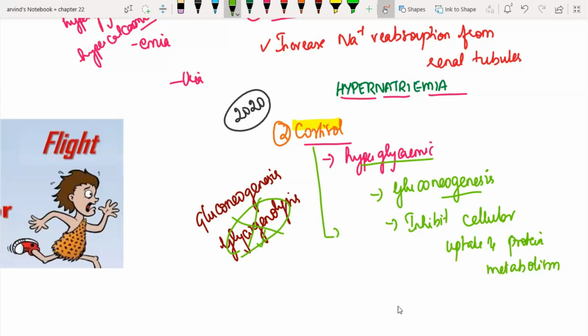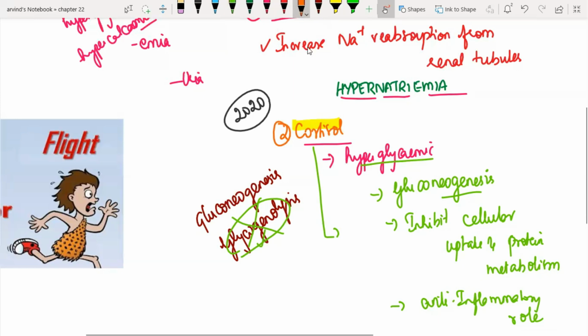And it has one more important clinical aspect, that is it has got an anti-inflammatory role. Now what I want you to understand here is, when I say hyperglycemic state, it is mainly going to be accomplished by means of gluconeogenesis and also by inhibiting the cellular uptake and protein metabolism. So once a sufficient amount of glucose is reached, say suppose I need to replenish the glucose level by 50 units. Again, just an example.